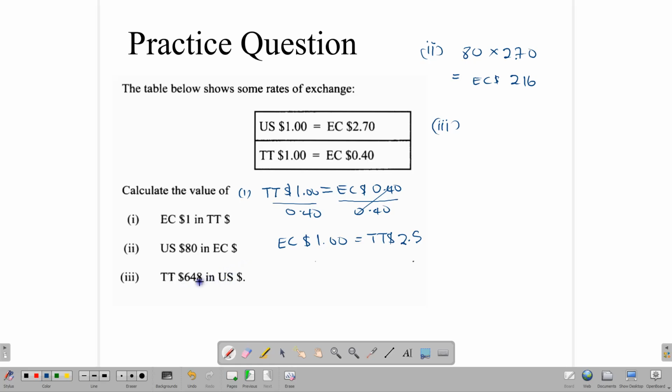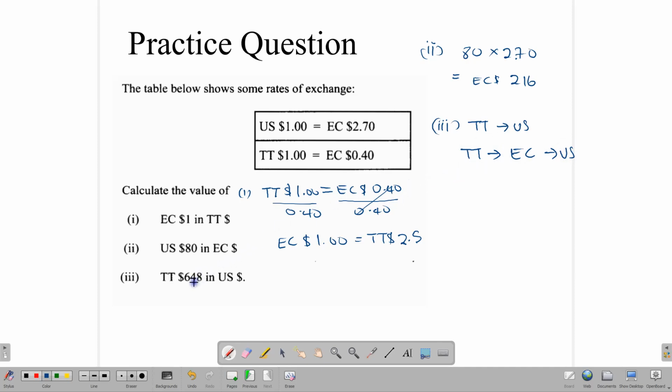So what we need to do then, since we want to change from Trinidad dollars to US dollars, is that we have to go through the EC currency. So what we're going to be doing is change the TT dollars to EC dollars, and then we change the EC dollars to US dollars. And following this chain will actually help us to change the Trinidad and Tobago money to US currency. And this happens from time to time in the real world, actually.